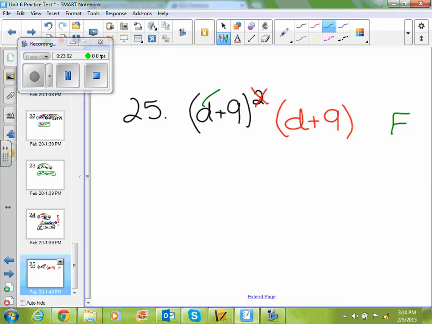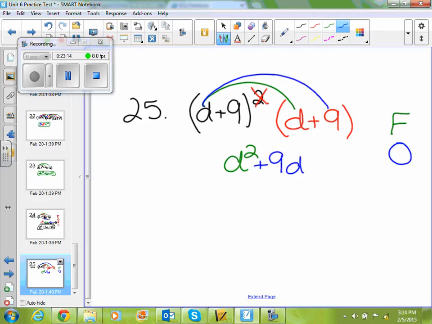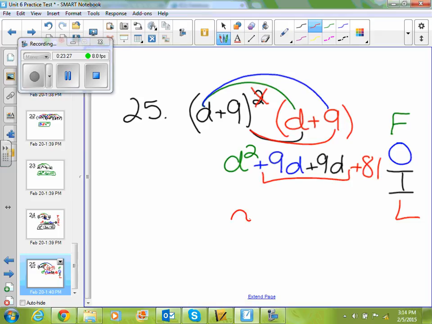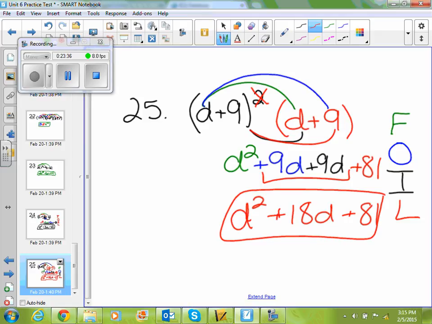So, first times first. Girls, D times D is D squared. Your outside and inside are plus 9D each. Then your last one will be 81. Then you combine them, and it's D squared plus 18D plus 81.